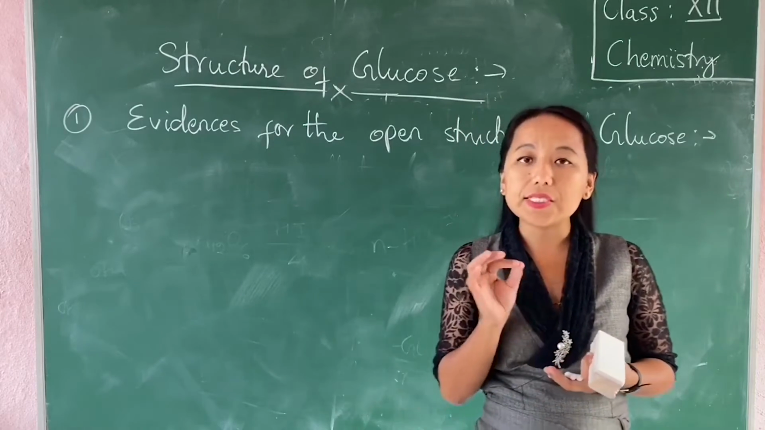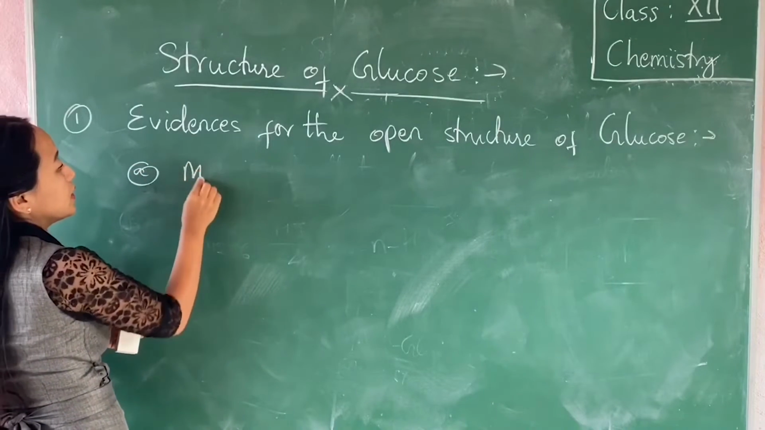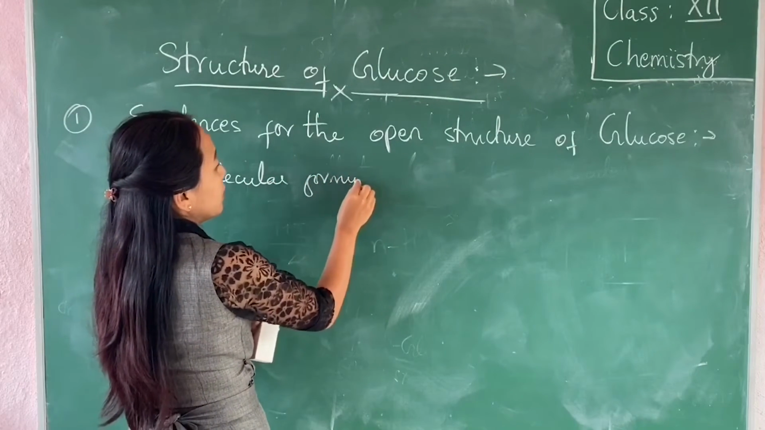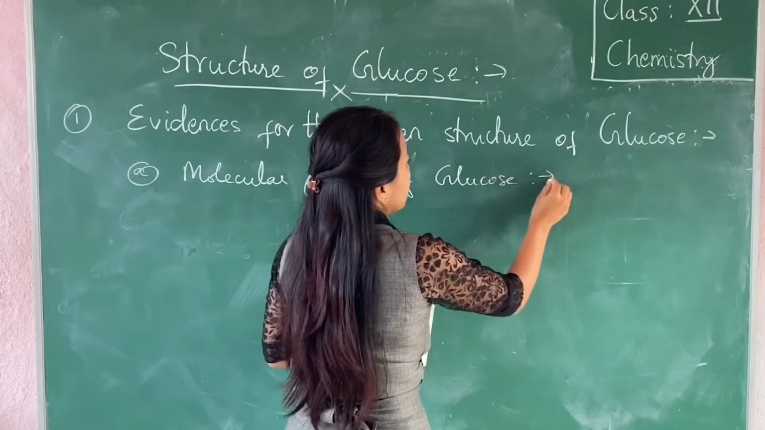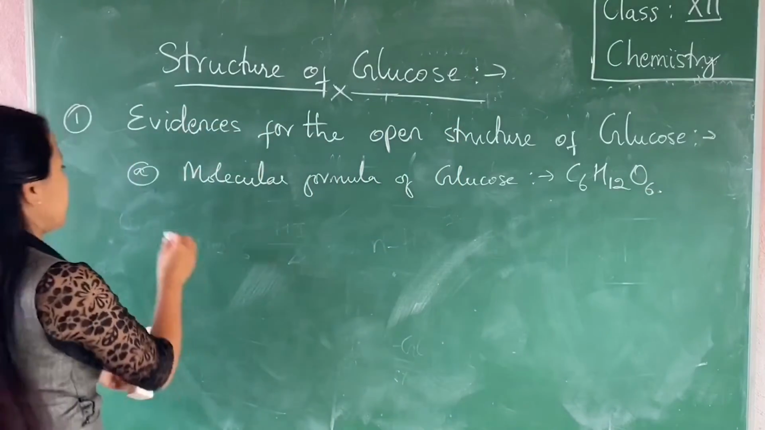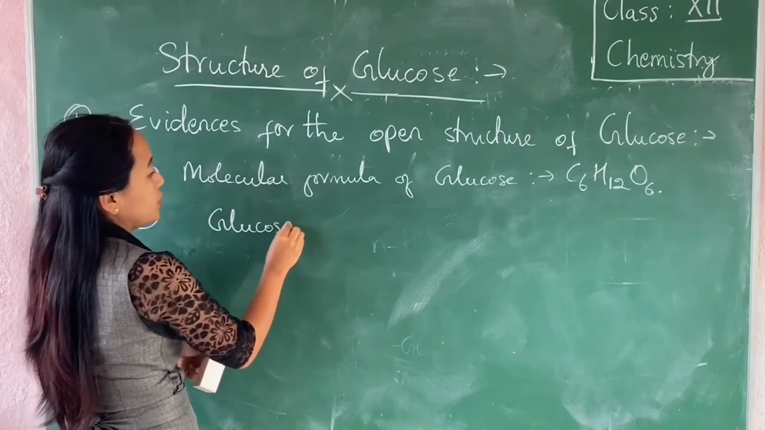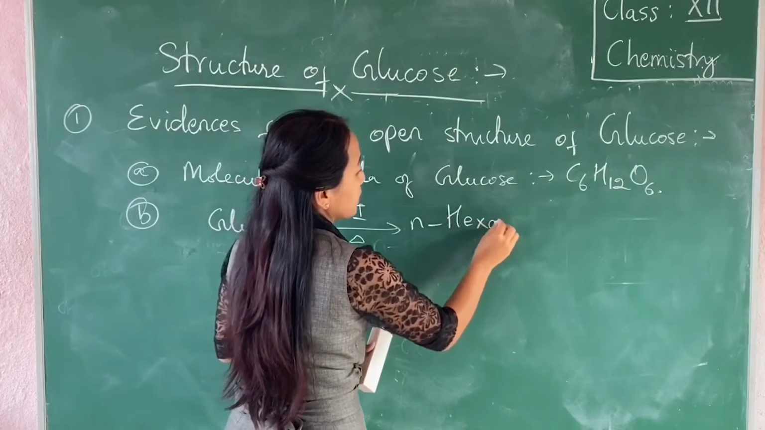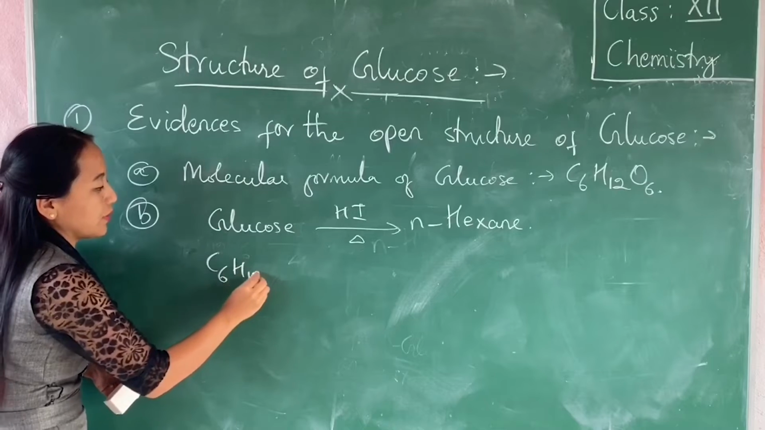For that, the first thing they came to know was that glucose has the molecular formula C6H12O6. And the second experiment which they did was that when glucose was heated with hydrogen iodide, it gives n-hexane as the product. Okay, so glucose has the molecular formula C6H12O6.